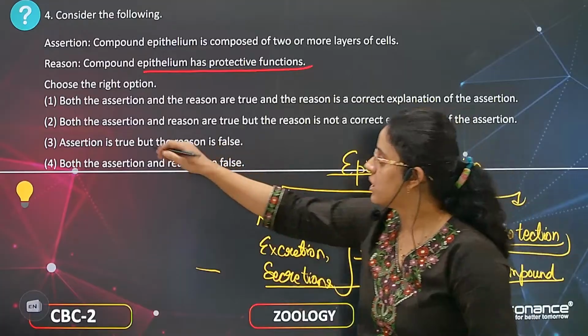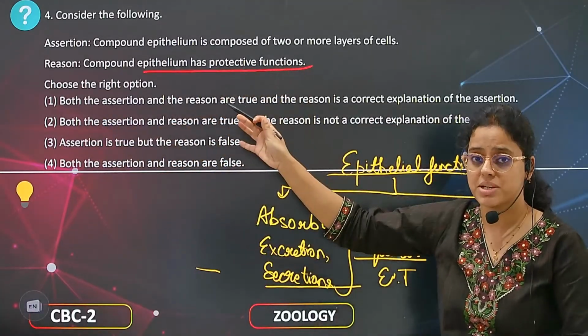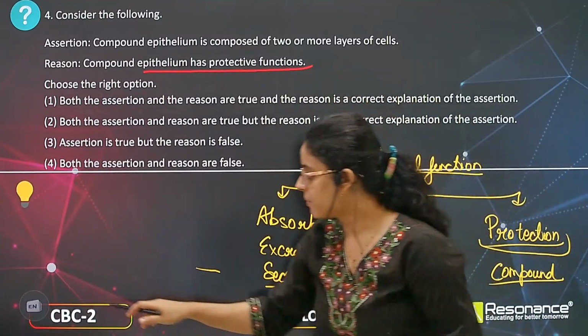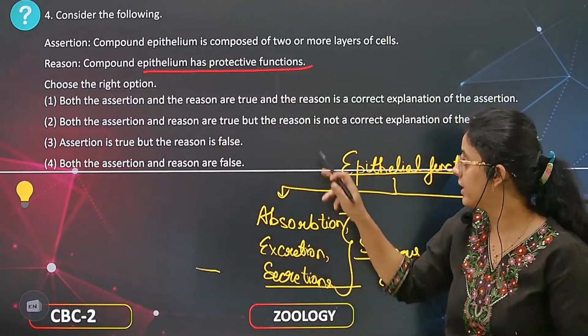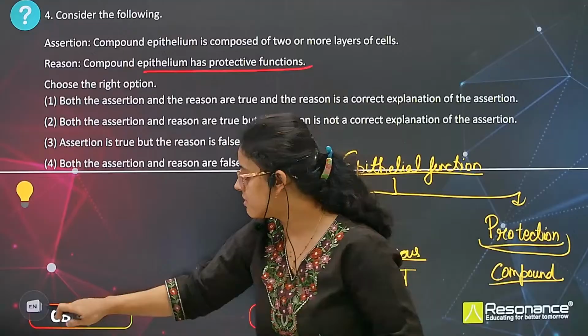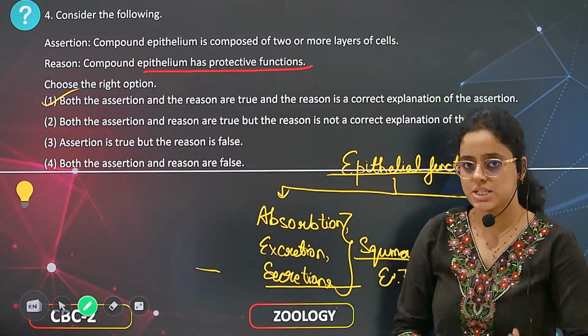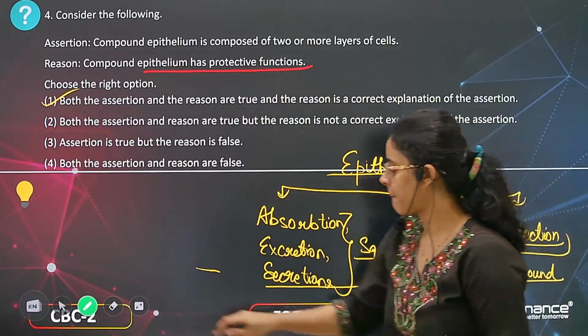So the answer is going to be the first one. Both assertion and reason are true statements, and the reason is correctly explaining the assertion. Whereas in the second option, assertion and reason are true, but the reason is not a correct explanation. So the suitable answer over here is the first one. We are going to go with both assertion and reason are true, and the reason is the correct explanation of the assertion.